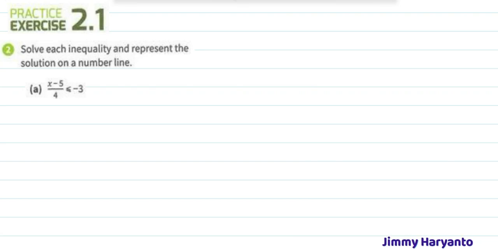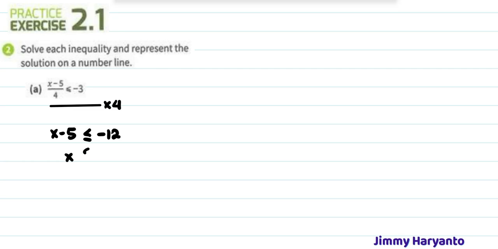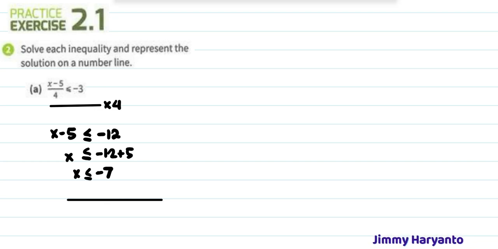And then next is question 2. For question 2, I will multiply them all by 4. That means I will only have x minus 5 on the left hand side. And then this one is negative 12. And then I will move the 5 to the right hand side. So negative 12 plus 5. That means x is less than or equal to negative 7. And then you have to draw the number line also. That means the number line will be like this.